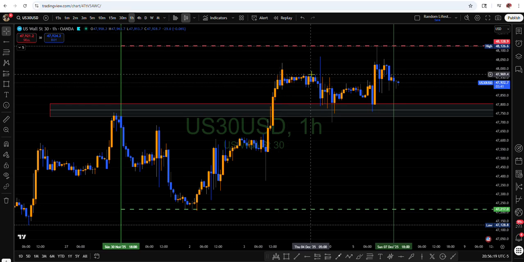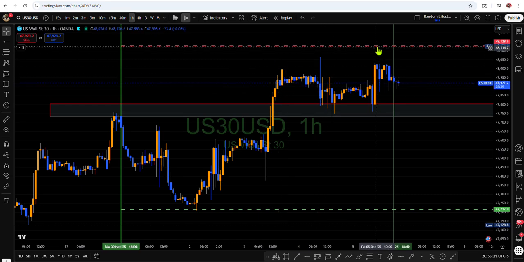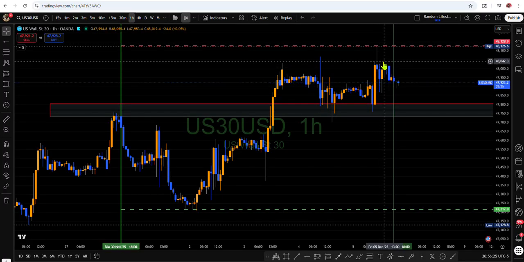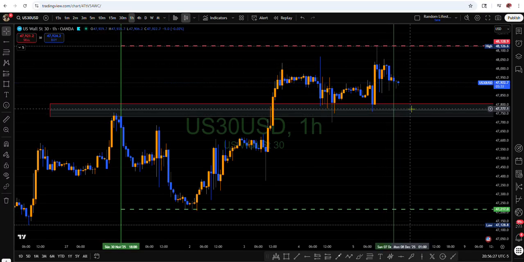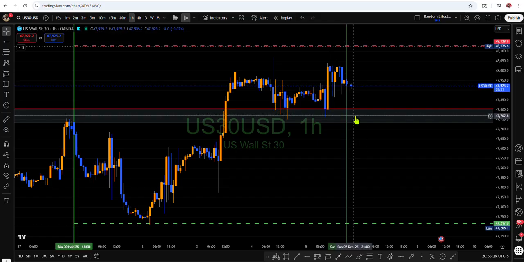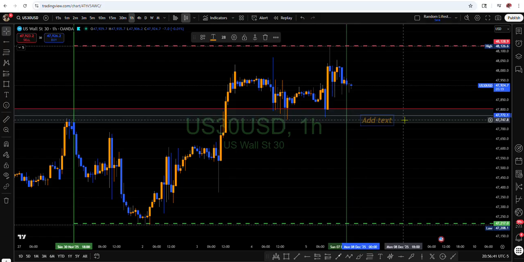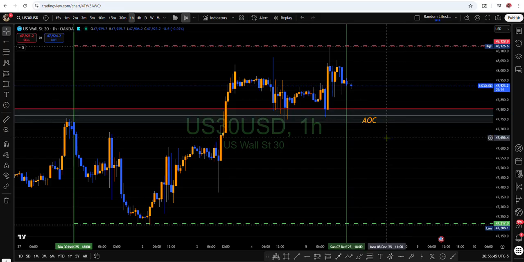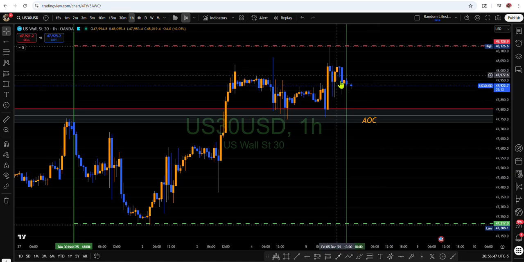Now the same thing. We bounced off of here, and then we went up here and rejected this area fully, and then started making its way back down to the downside. So in the event it comes down here, I'm just waiting to see if it's going to respect this area. This is my area of concern. I go ahead and put my AOC. AOC is the area of concern.